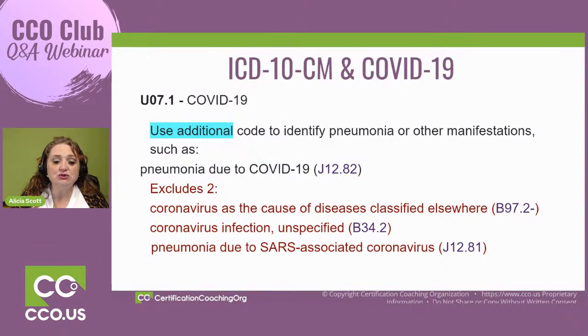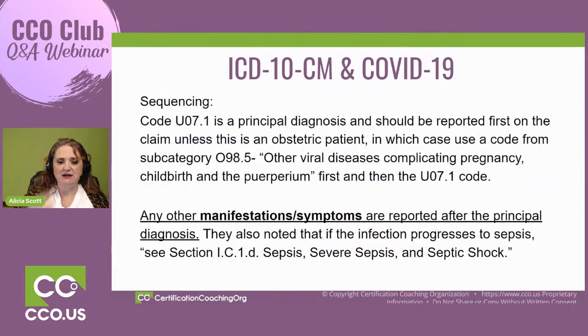And then there's excludes. So we know that there's other types of coronavirus. That's a B97.2 code. Just unspecified coronavirus, the B34.2 coronavirus unspecified, is not COVID-19. And then pneumonia due to SARS associated coronavirus, J12.81. Again, there's more than one type of SARS. The SARS that COVID-19 is 2, and there's a SARS 1. So just keep that in your brain.